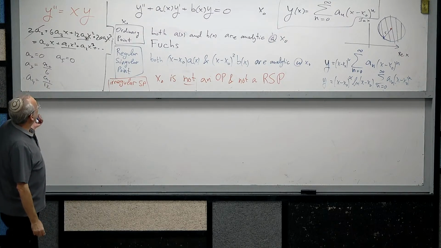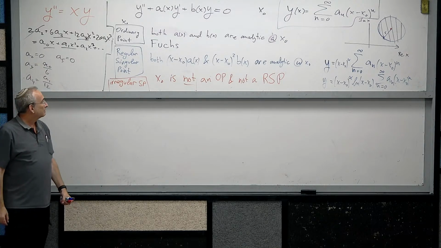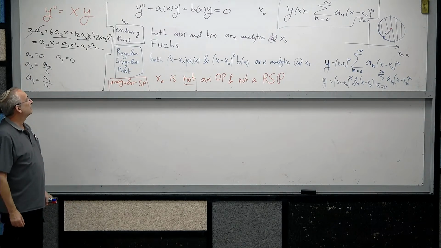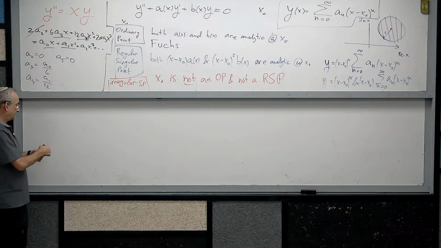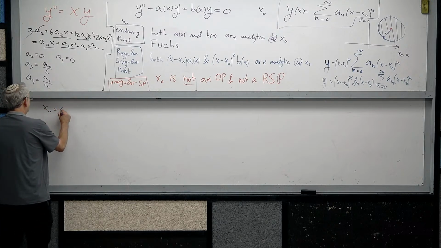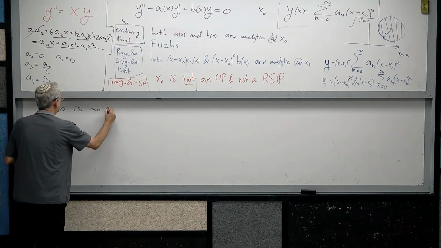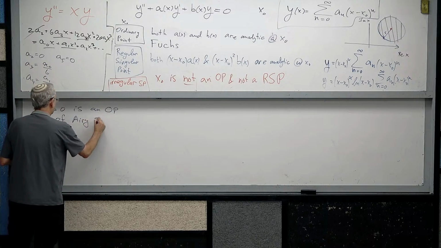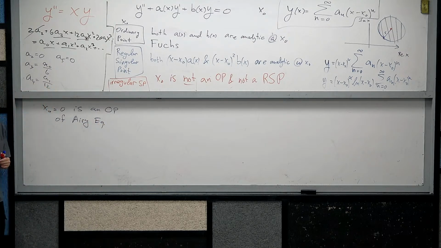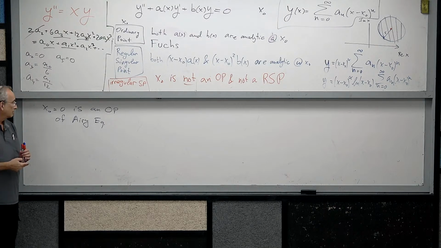So, for example, what I have shown you here, and actually you can see it from this general definition, is that x naught equals 0 is an ordinary point of the Airy equation. You see? Every x is an ordinary point. Okay, now you are saying every x is an ordinary point.